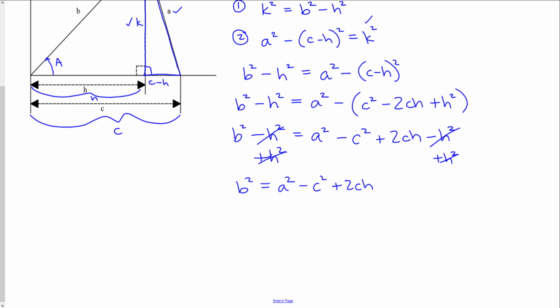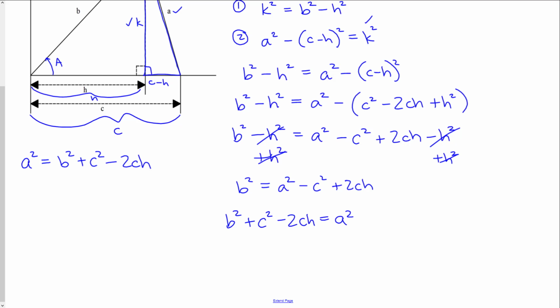Which is very similar to the form of the Law of Cosines, but I'm going to move the c squared plus 2ch to the other side. So I would effectively have b squared plus c squared minus 2ch equals a squared. All right, so hold that thought. So right now I have a squared equals b squared plus c squared minus 2ch. Okay, which is almost there.